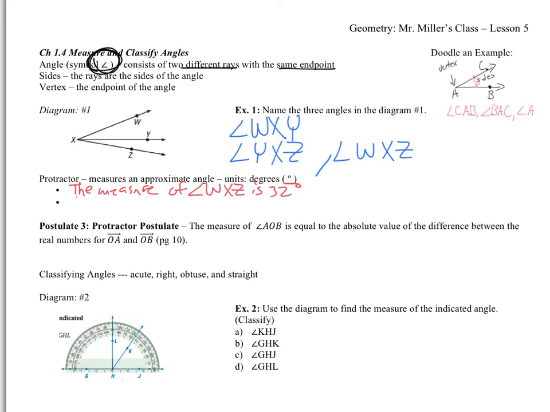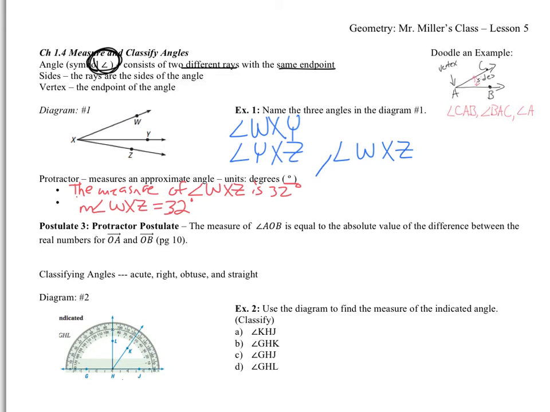And then the other way we can do this is we could say, instead of measure, we could write a lowercase m. So notice this lowercase m means measure. So the measure of angle WXZ equals 32 degrees. So either one of these ways can be used to measure this angle.